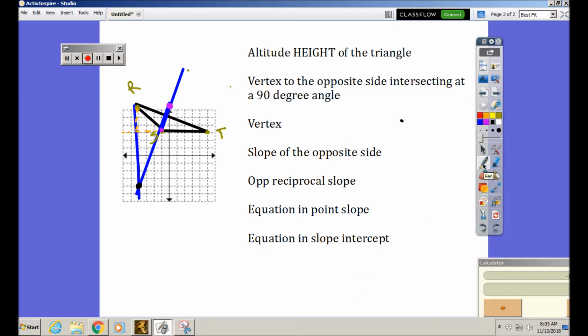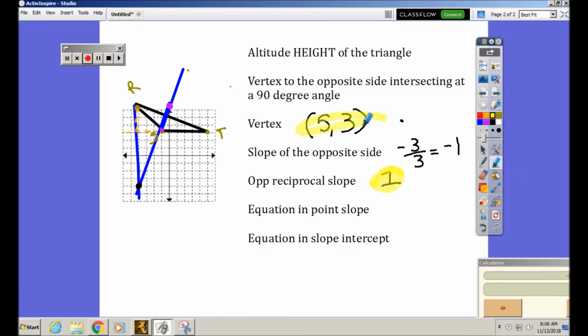And it's going to go from vertex T, which is 5, 3, to the slope of the opposite side. Well, the slope of this side, R to S, is down 3 over 3, which simplifies to -1, correct? What's the opposite slope of -1? It's the opposite reciprocal slope of -1. +1.